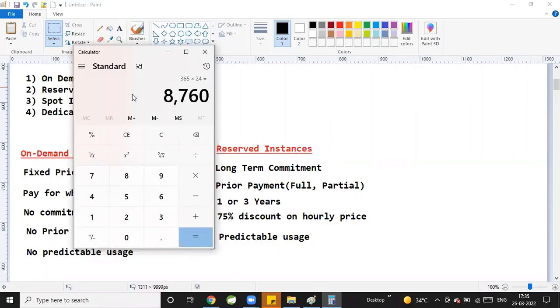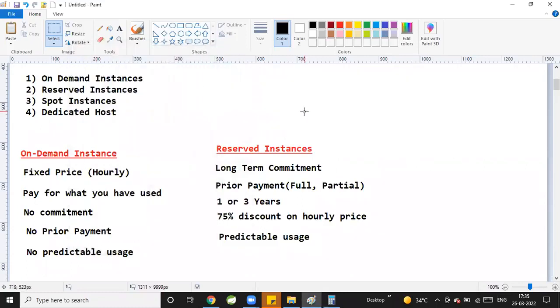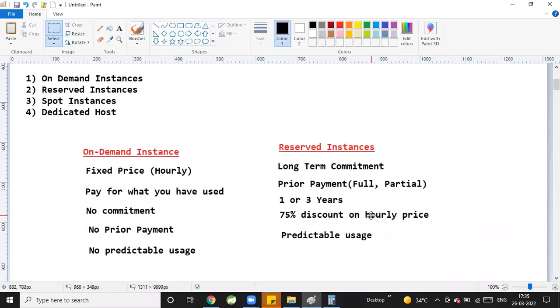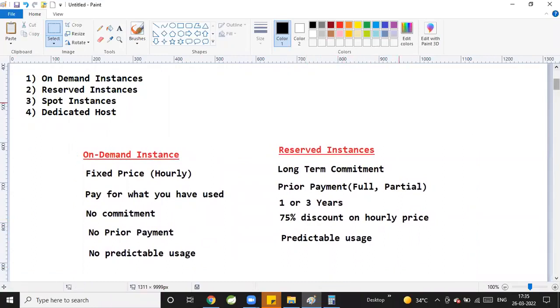On-demand means no need to pay anything. You just use it. Whatever you use, you pay for that. Okay, these are on-demand instances and reserved instances available in AWS.